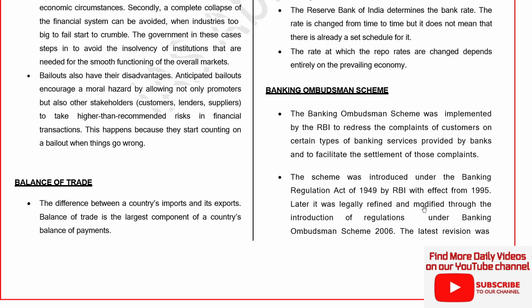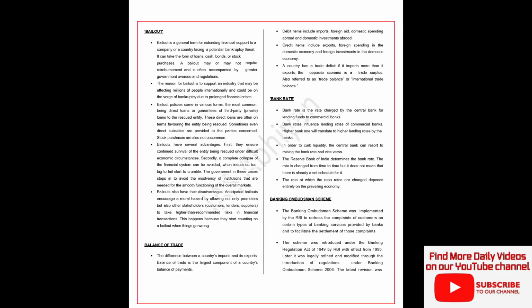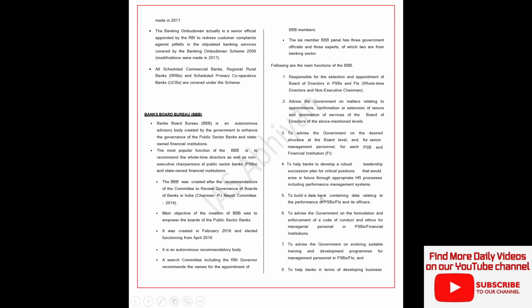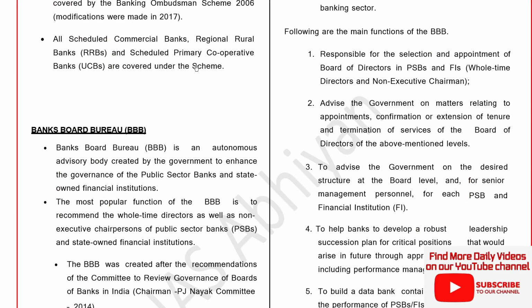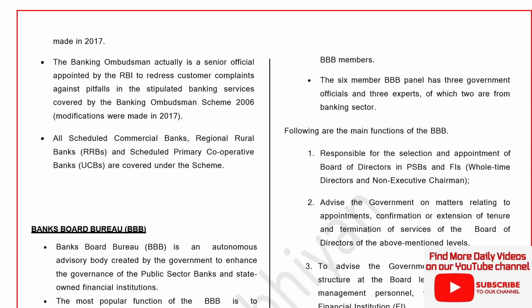Later, it was legally refined and modified through the introduction of regulations under the Banking Ombudsman Scheme 2006. The later revision was made in 2017. So the revision of the Banking Ombudsman Scheme after 2006 came in 2017. The Banking Ombudsman is actually a senior official appointed by the RBI to redress customer complaints against pitfalls in the stipulated banking services covered by the Banking Ombudsman Scheme.